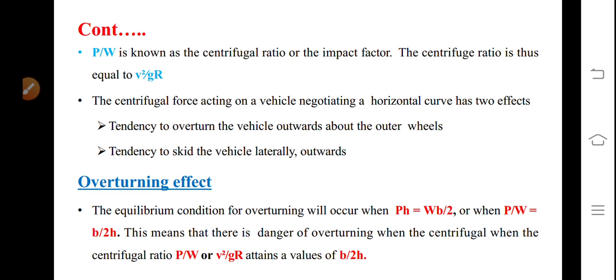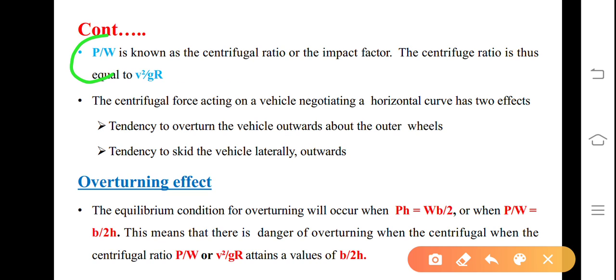P by W is known as the centrifugal ratio or the impact factor. This you have to remember. The ratio P by W is the impact factor. The centrifugal ratio is thus equal to V squared by gR, that is, P by W is equal to V squared by gR.